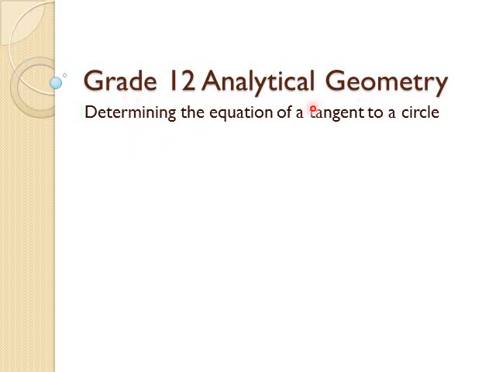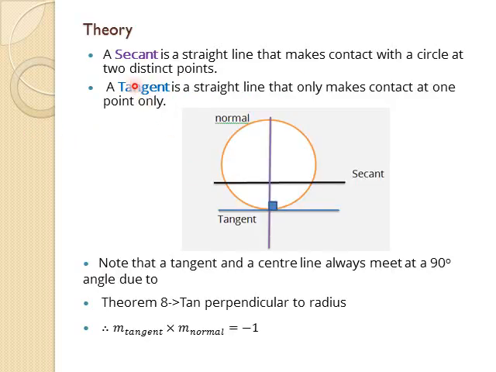Now every exam under grade 12 Analytical Geometry will require you to determine the equation of a tangent to a circle. Alright, let's look. So number one, just basic theory. Any line drawn that passes through a circle and touches at two places is referred to as a secant. It makes contact with the circle at two distinct points. If it makes contact at only one place, it's referred to as a tangent. A tangent is simply a straight line that only makes contact at one point.